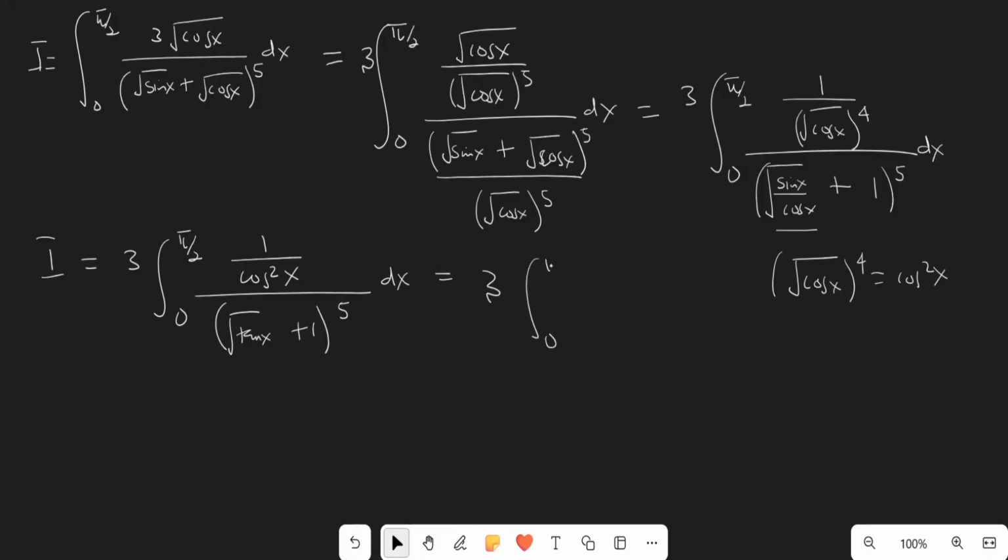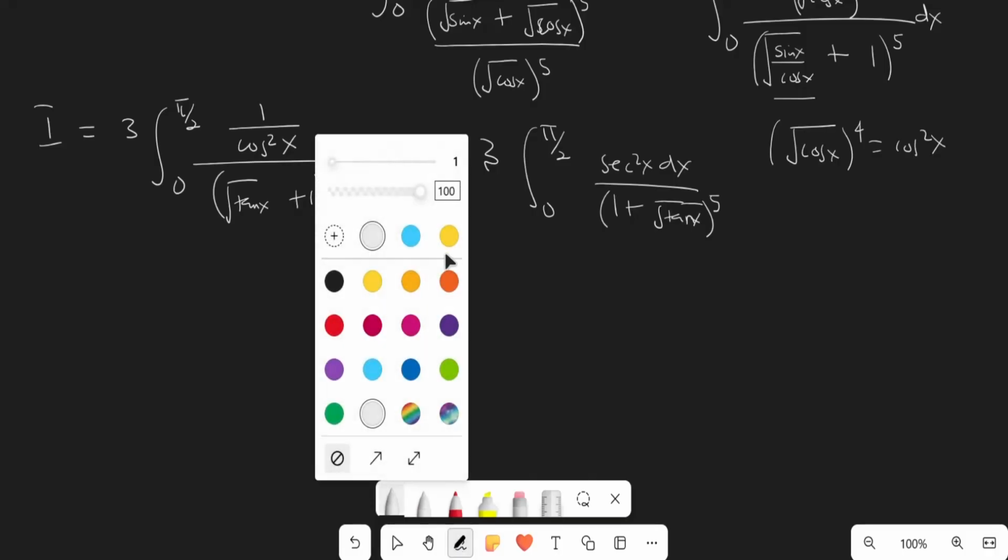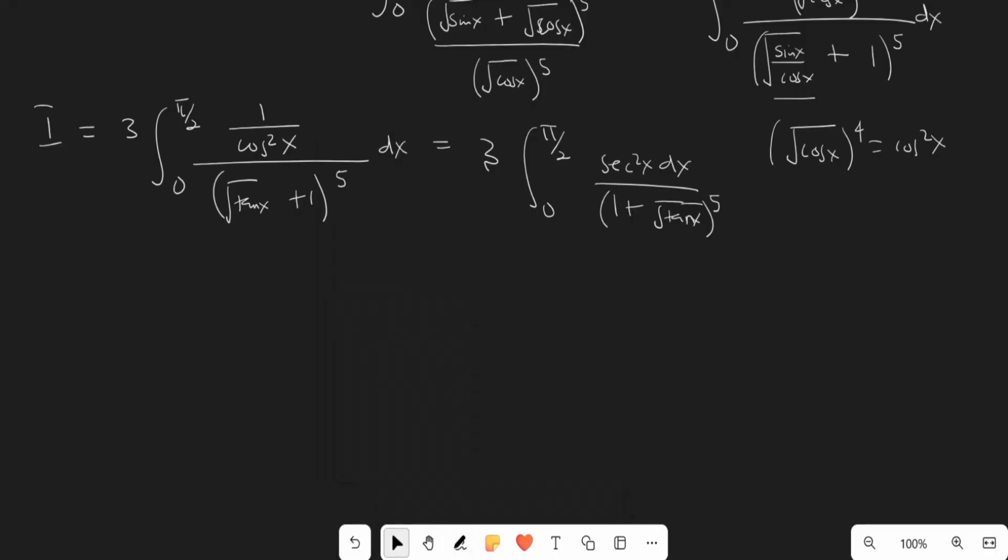The integral from 0 to pi over 2 of 1 over cosine square of x is the secant square of x dx, divided by 1 plus the square root of tan of x, all this one raised to the power 5. And now this is how our integral is simplified, and then we can now do a trick sub here.